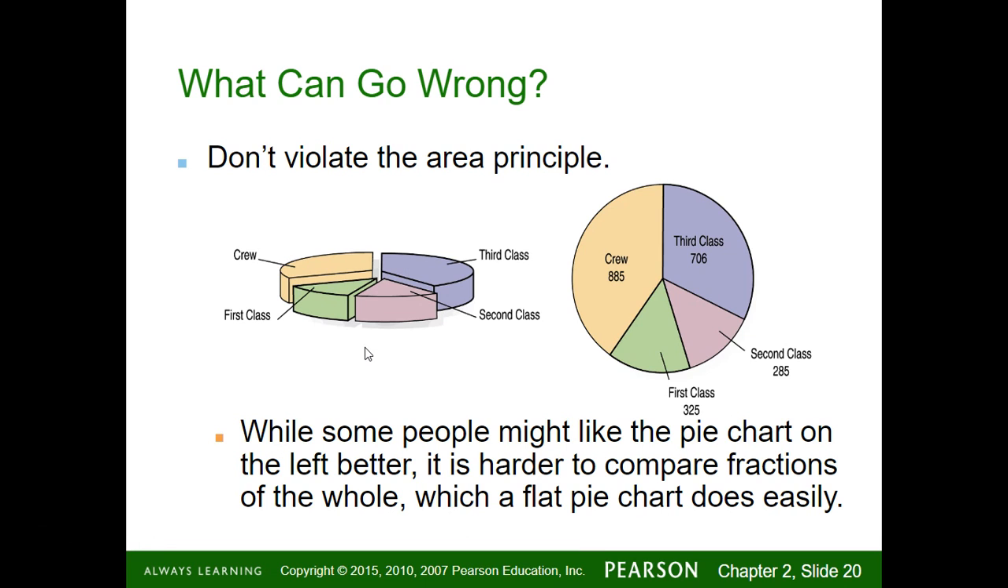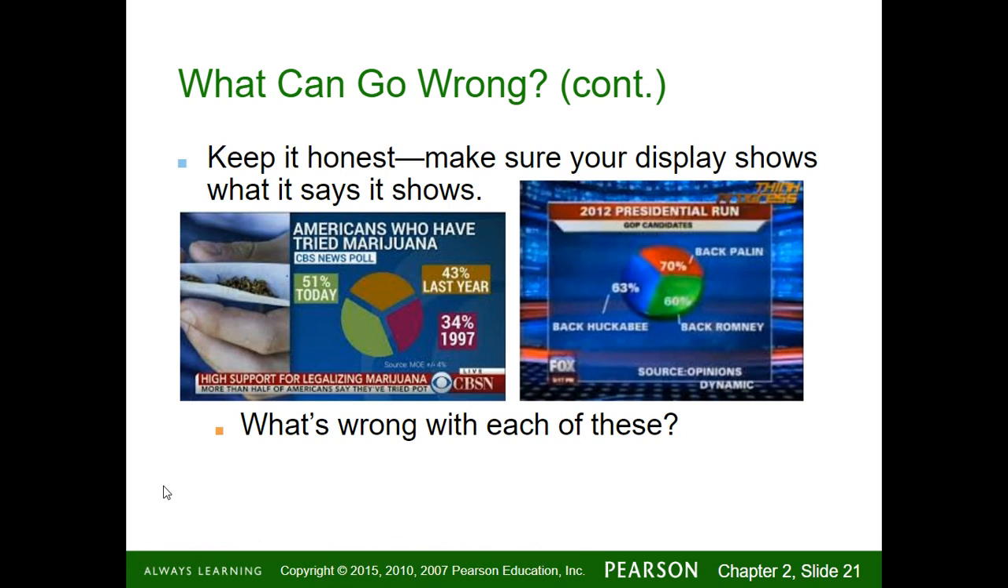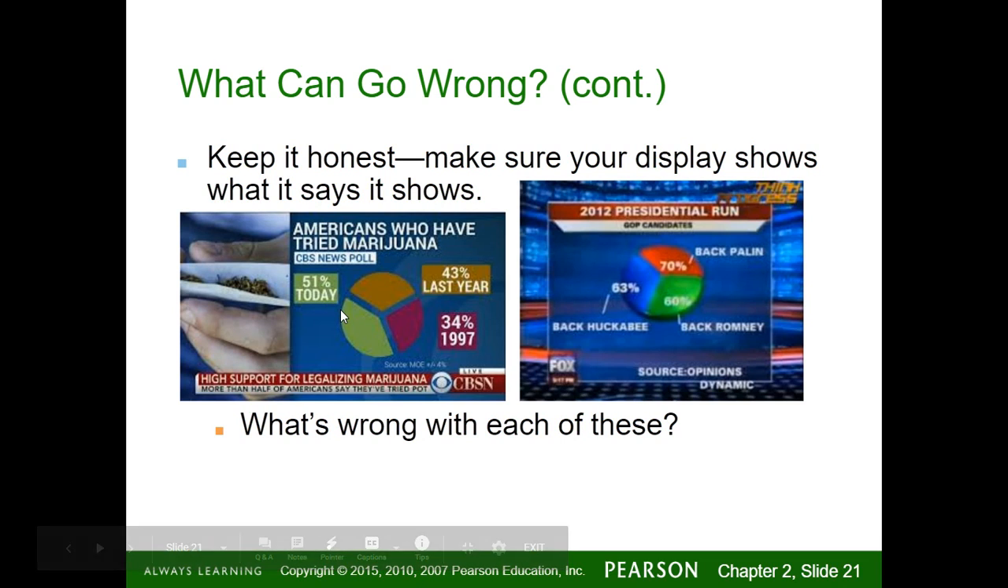So things to take note of: just keep it simple. Here are a couple of graphs put out by different news organizations. The one on the left says Americans who have tried marijuana: 51% today, 43% last year, 34% in 1997. We can see it went up, but why do they have a pie chart there? The pie chart is meaningless. These don't add up to 100, and they're not all in the same group, so it doesn't make any sense to put a pie chart there.